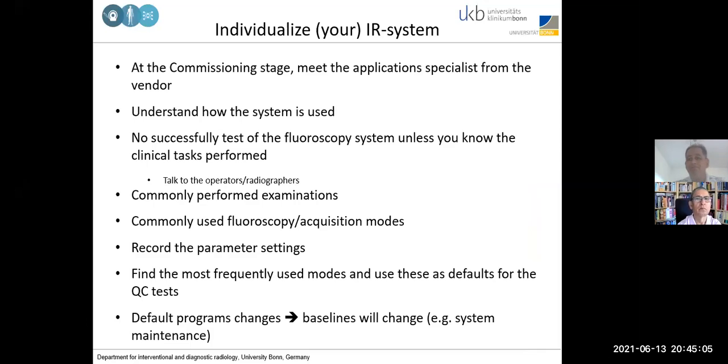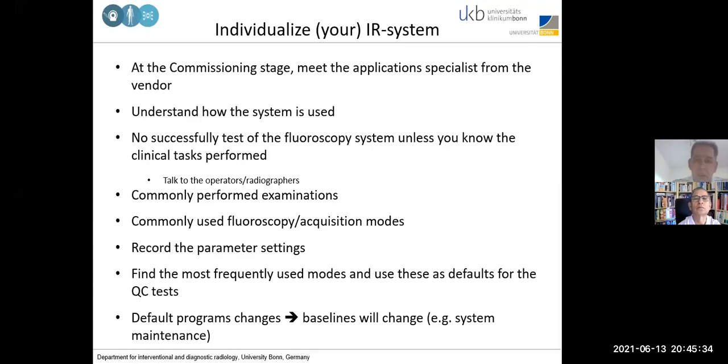So again, as I pointed out with the conventional radiology, at commissioning stage, meet the application specialist from the vendor, talk to him, and not say only hello. Go into detail. What are the programs and what are the parameters he set? You have to understand your system you're using, otherwise you will fail in quality control.